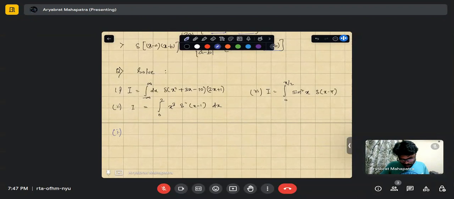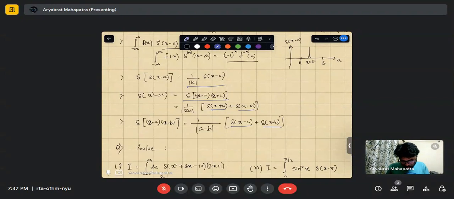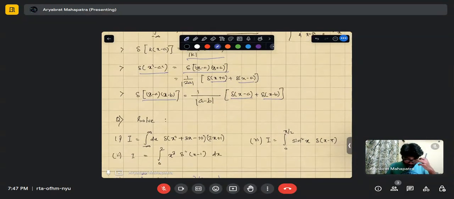So in this question, you have to integrate this delta function, x squared plus 3x minus 10, times 2x plus 1. So I have to first express this. Let's say that this argument is g of x. I have to express this g of x in the form of x minus a, x plus b, or something of this structure, because that is how I can use this property. You can see that it has to do with the last three properties, or rather particularly the last two properties. So how can I do that?